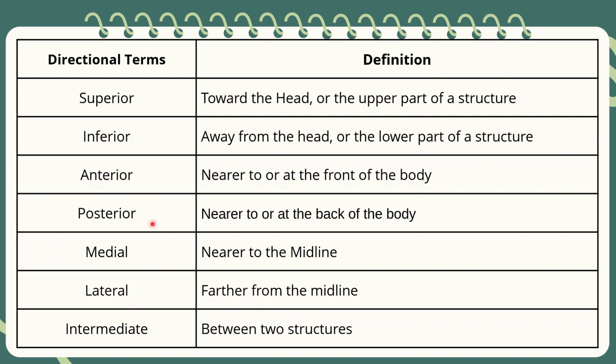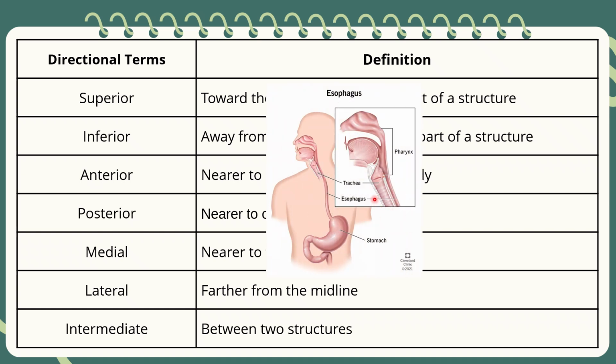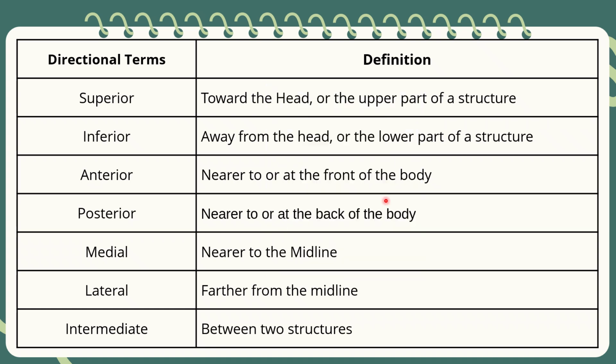Next term, that is the posterior, means nearer to or at the back of the body. For example, the esophagus is posterior to the trachea. So this is the esophagus and this is the trachea. Esophagus is posterior to our trachea, means esophagus is at the back of the trachea.